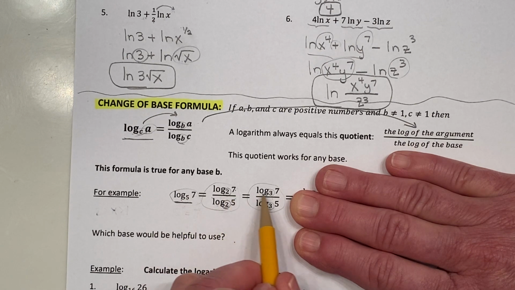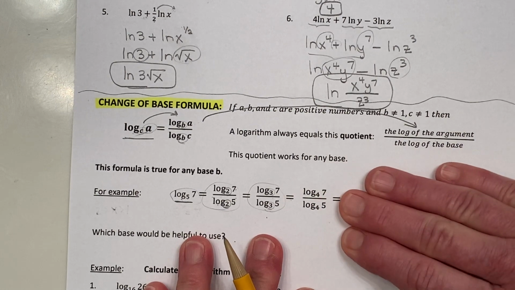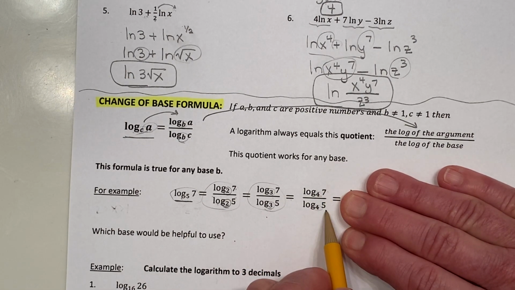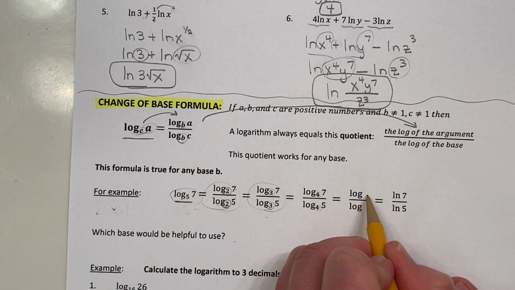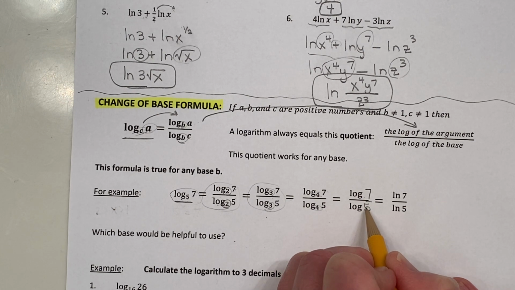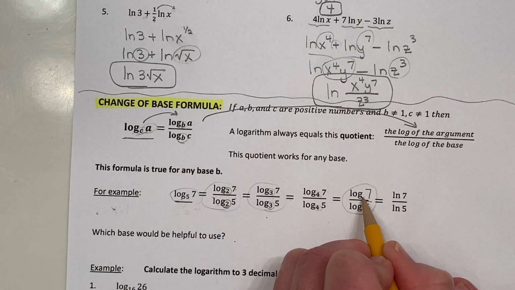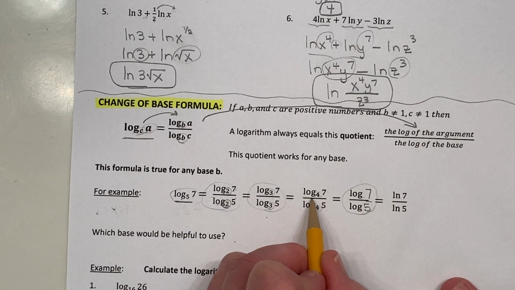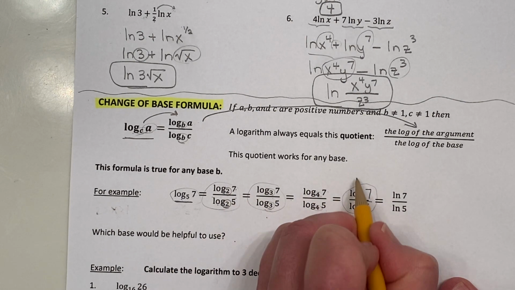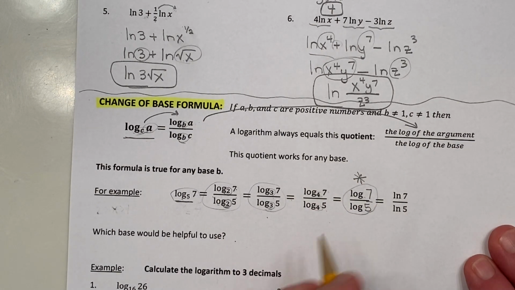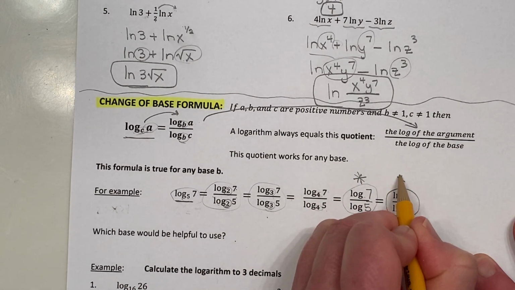Well, if I can use base 2 and base 3, I can use base 4. I still have 7 and 5. Probably more importantly, I would use base 10. This is the understood base of 10. I'm probably going to use this change of base formula because on your calculator, you have the log base 10 key. Most calculators don't have these other bases, 4, 3, and 2.